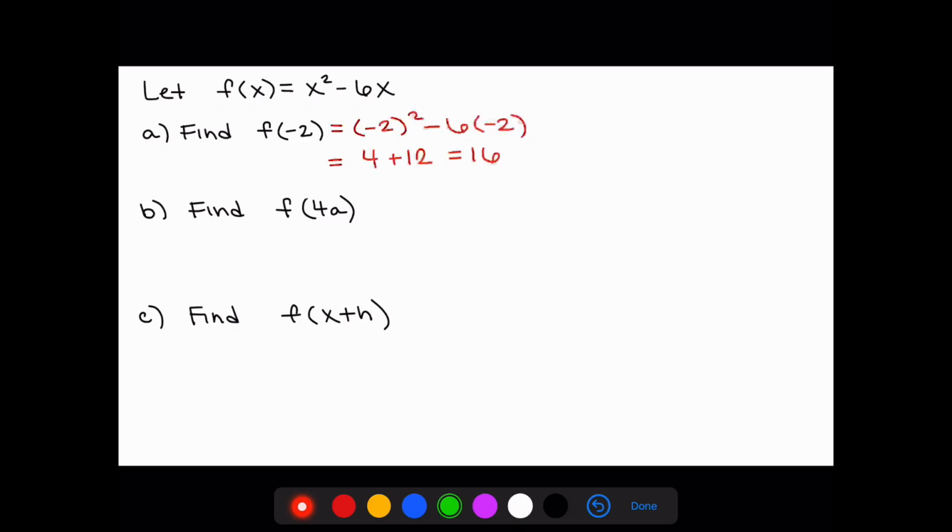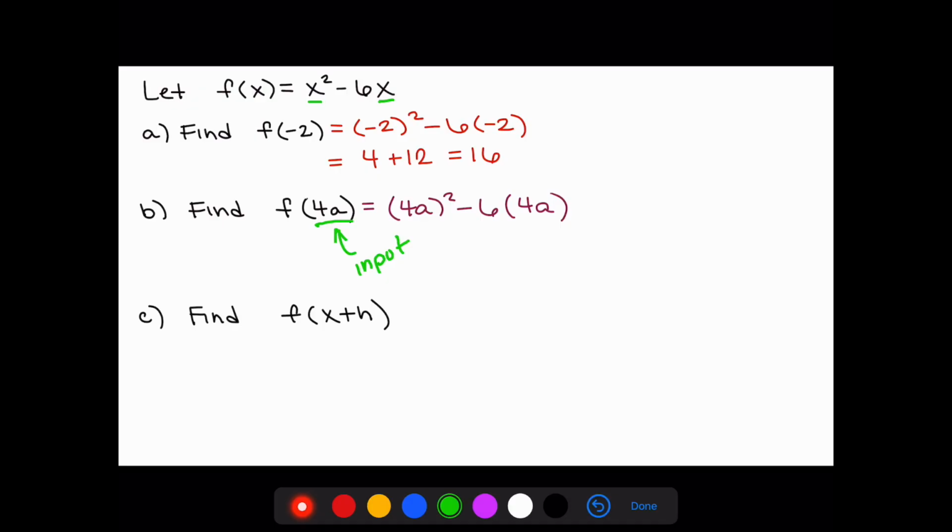We can plug expressions into functions. So for example, if we want to find f of 4a, even though there's a variable a, we do this problem the same way we did part A. So we are going to take the 4a and we're going to plug it in for the x's. So again, whatever's inside the parentheses is the input, and we plug that in for the x's.